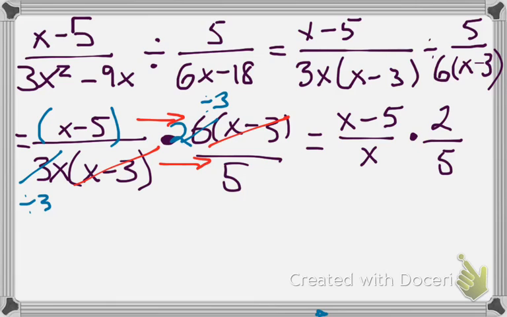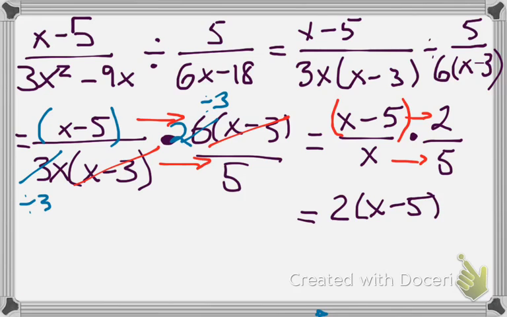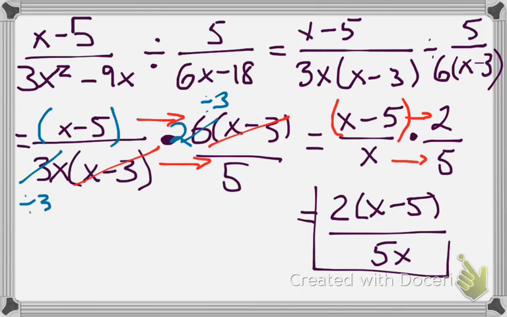Okay, now let's do our multiplying straight across. I just want to be careful that I remember these are like invisible brackets, right? So for my final answer, I'm going to have 2 multiplied by x minus 5 over 5x. Okay, and then at the end I always want to do a double check to make sure everything is factored and everything is reduced, and it looks pretty good right now.